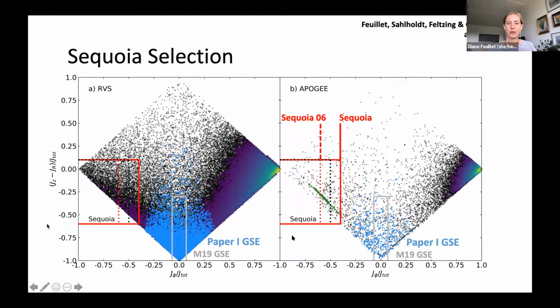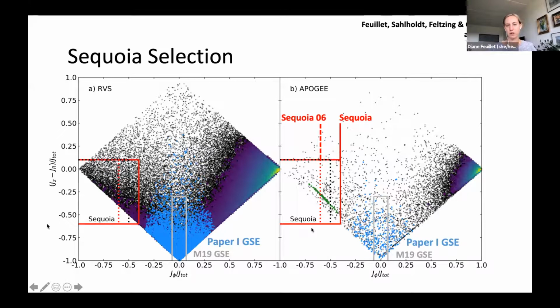Okay, so in both panels, I'm showing the red outline is the Sequoia selection, and there are various selections that we inspect. The light gray line is the same Gaia-Sausage-Enceladus selection that the Mayon work uses. I'm highlighting here in blue the Gaia-Sausage-Enceladus members that we select using our paper 1 selection. So you can see that they fall in a similar region, but the selections are not identical.